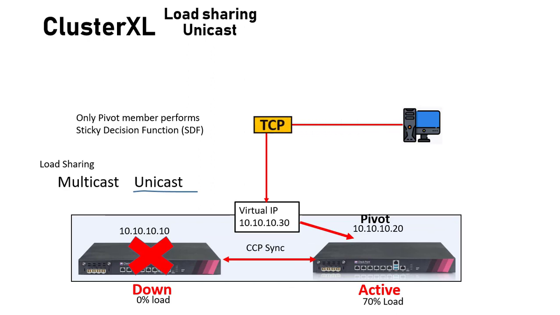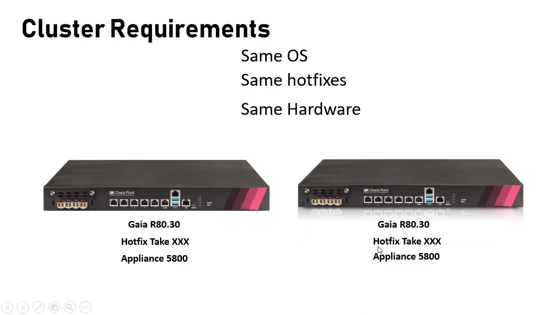Our device went down, somebody broke it. This TCP packet is going for 10.10.10.20. Now we change the status. That device is active and this one is down. This device has 70% of the load, but it will be handling 100% of the traffic.